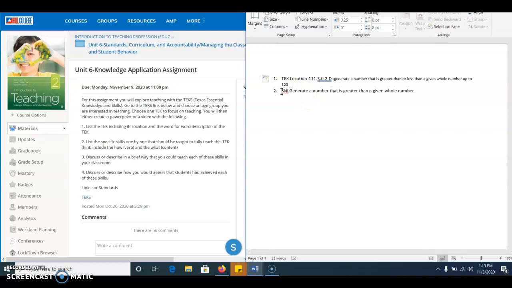Be skill number 1. And then skill number 2 is greater than a given whole number up to 120.